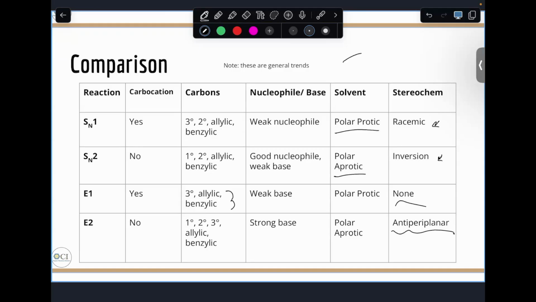So say you have something like this, and then you react it with H2O. You can still do E1 with this because it doesn't matter. You're going to form this carbocation right there, right? So for E1, it doesn't matter. But for E2, always make sure it's anti-periplanar. That's something we'll throw in there to trip you up.